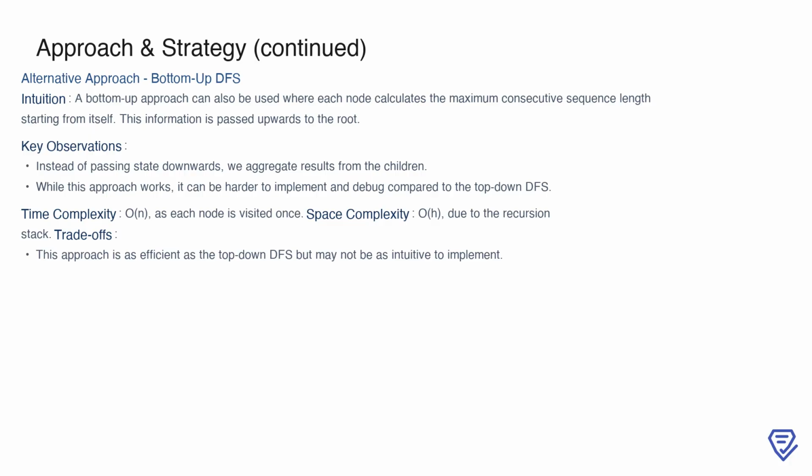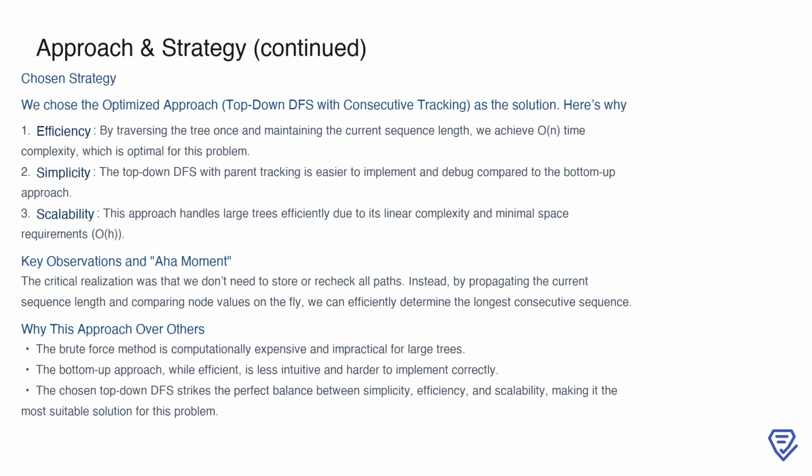Debugging this method is often trickier as well, since the logic of aggregating results requires careful handling to ensure correctness. While it's a viable option in terms of efficiency, the additional complexity makes it less intuitive compared to the top-down DFS. The chosen strategy for this problem is the optimized top-down DFS with consecutive tracking, and there are several reasons for this choice. First, it's efficient, as we achieve linear time complexity by visiting each node only once and maintaining the current sequence length dynamically.